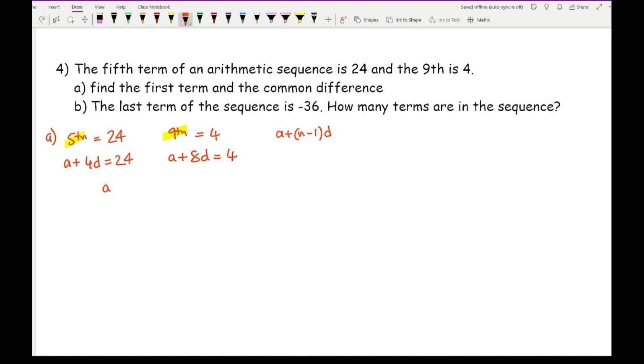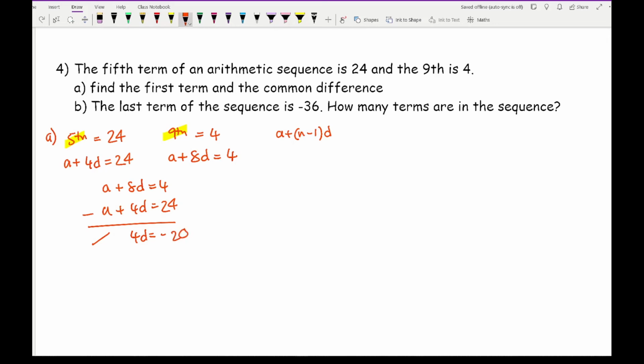So here we've got a plus 8d equals 4, a plus 4d equals 24. And we're going to subtract the two, so the a's disappear. I've got 4d equals minus 20, not 50. That's going to write. It's going straight to the answer.